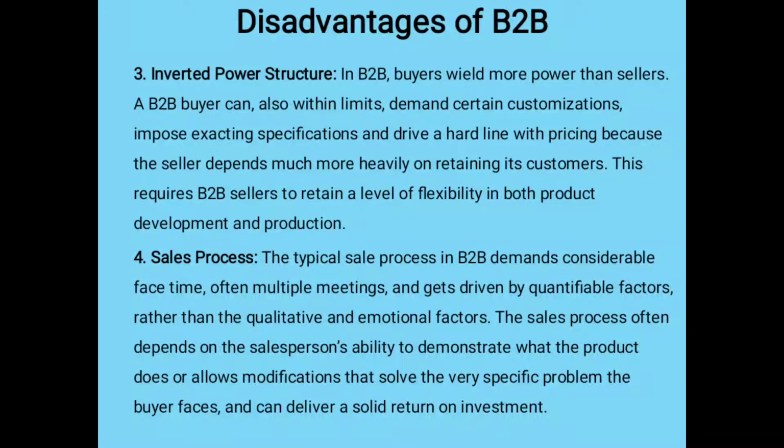Inverted power structure in business to business: buyers wield more power than sellers. A business to business buyer can also, within limits, demand certain customization, impose exacting specifications, and drive a hard line with the pricing because the seller depends much more heavily on retaining its customers. This requires B2B sellers to retain a level of flexibility in both product development and production. See, product segmentation is focused here, and the demands of the buyers are more, and the seller is at risk, as the seller has to fulfill the demands of the buyers.